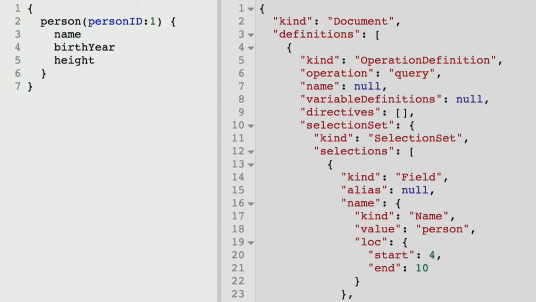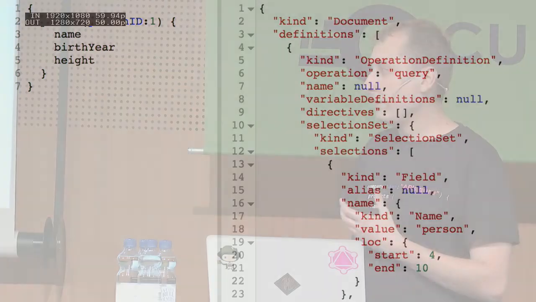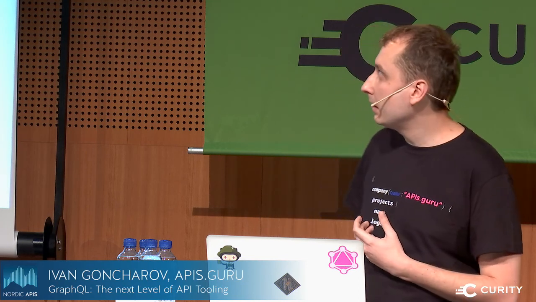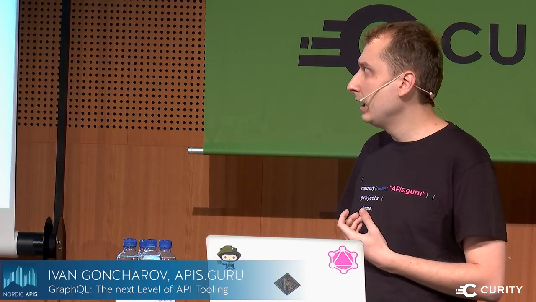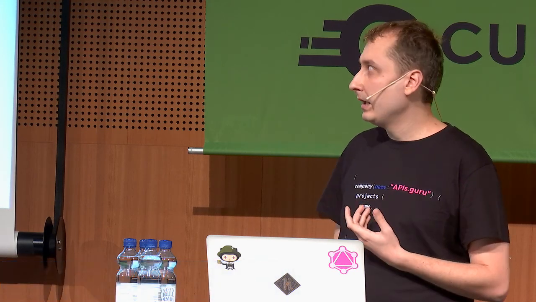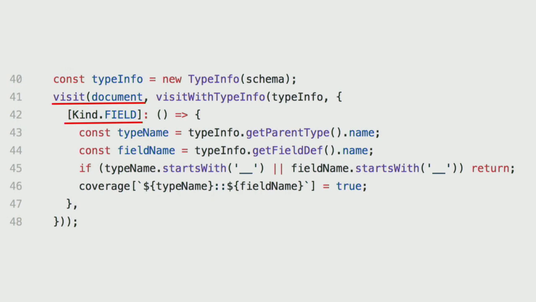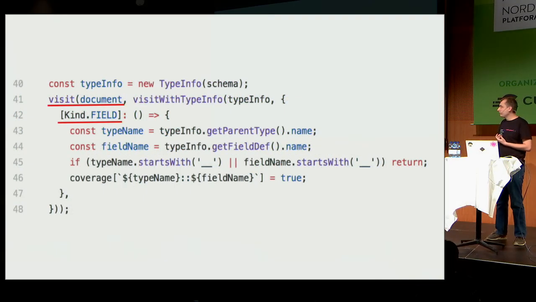Because in tools, you need to be able to manipulate this query. And GraphQL.js provides you a parser. It generates an AST. The AST looks scary and complicated, but it has everything inside. To make it more manageable, it also provides a visitor function. You just specify the AST there, and in this case, I specify that I want to call this callback on every field. They also provide an additional adapter to get type information. So what this code is basically doing is traversing your query and calling the callback for every field. I get the name of the parent type and the name of the field, and check that it's a user field, not some internal field that starts with a double underscore. And I add it into the coverage map.